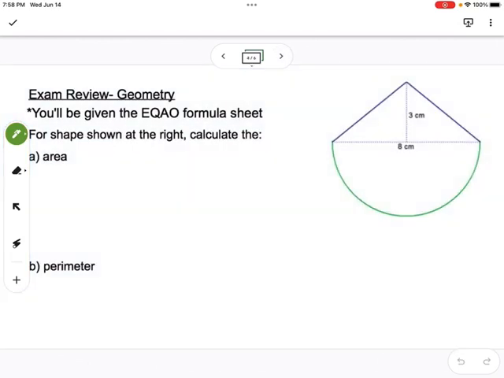So now moving into our geometry, looking at area, perimeter, surface area, volume. With all this, you're going to be given a formula sheet. As well as that conversion chart, you will be given a formula sheet with all the formulas for all these types of measurements that you might need to find.